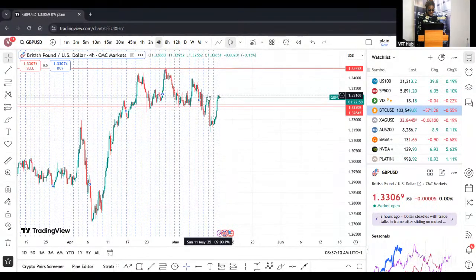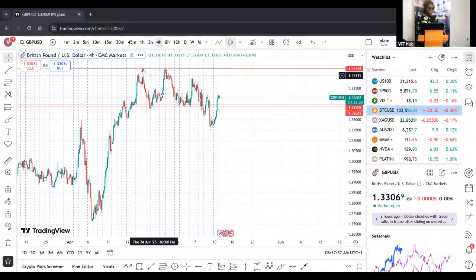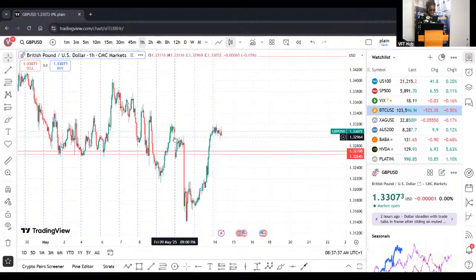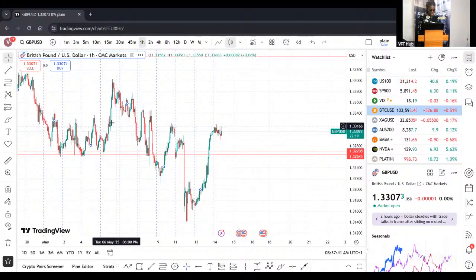So if price takes out this very high right here at 1.33183, then I will be interested in riding the buys on GBP USD all the way to the upside. But if that doesn't happen, then I will be looking out for more sell opportunities on the 1-hour time frame too.